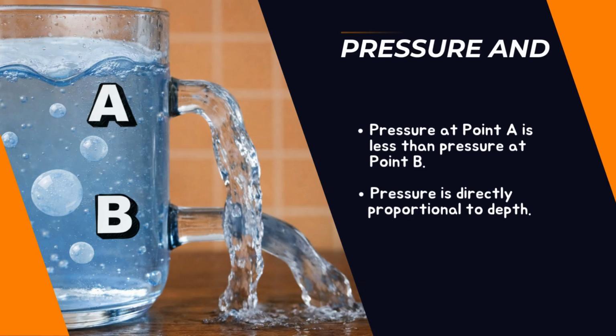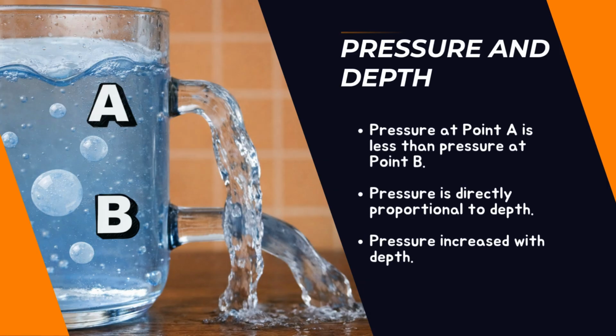From this picture, we can see the water flow out from two different depths of liquid. At point A, which is closer to the surface, the pressure is lower. At point B, which is deeper, the pressure is higher. This shows that pressure is directly proportional to depth. As depth increases, pressure also increases.